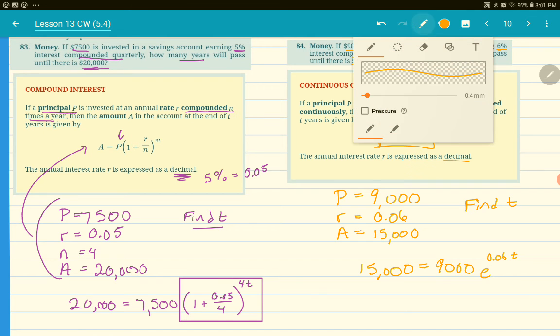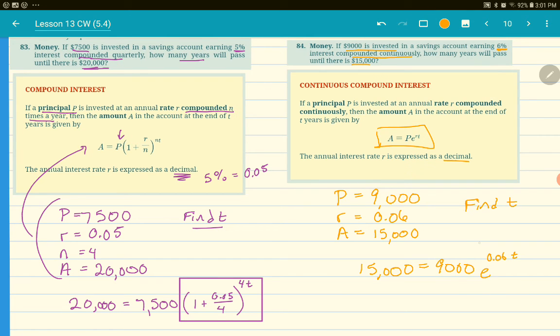Again, you isolate your exponential, and then you take the natural log of both sides and get that exponent out, and then you can solve for t. I'll leave both of those for you to solve for your homework.